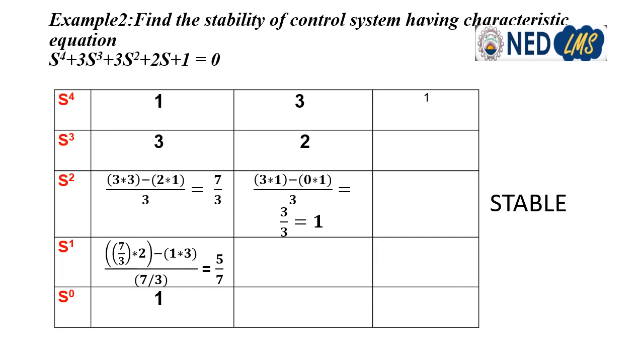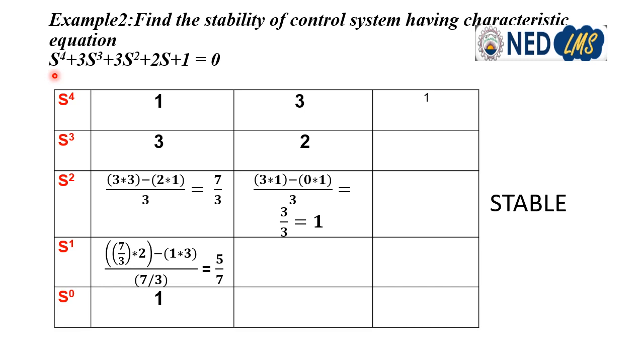We'll start with s raised to the power 4, as the highest power of s in the characteristic equation is s^4. So we have started with s raised to the power 4 in the extreme left column. Then the decreasing power of s is s cube, s square, s raised to the power 1 and s raised to the power 0. We have filled the first two rows by using the coefficients of the characteristic equation.